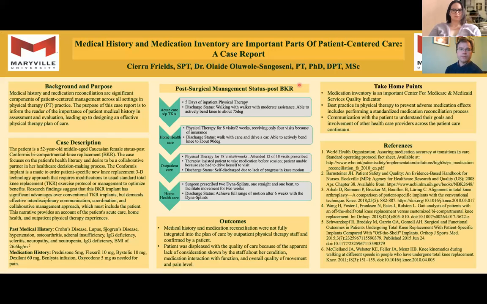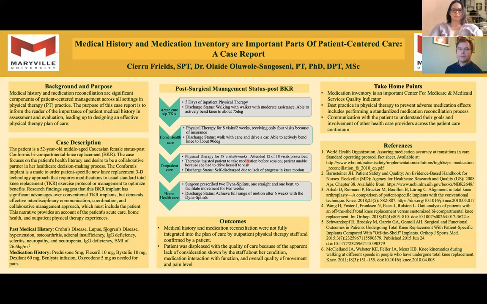and the discharge status of that was that she was walking with a walker with moderate assistance. She's able to actively bend the knee to about 75 degrees. In her case, it was noted in the notes from the physical therapist that most knee patients aren't normally able to flex their knee as much, but they're able to get extension easier. In her case, her extension was the hardest part, and she was able to flex more than normal.